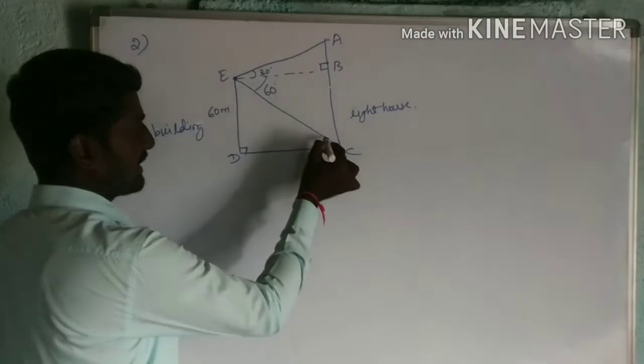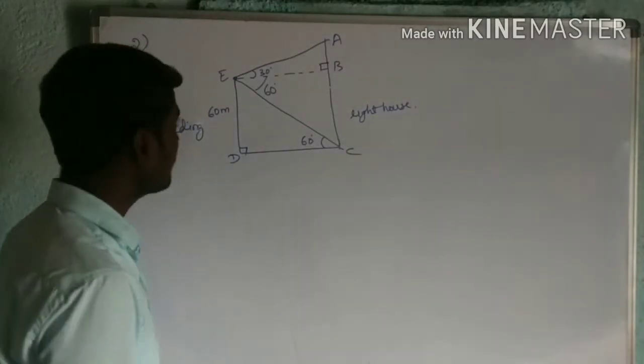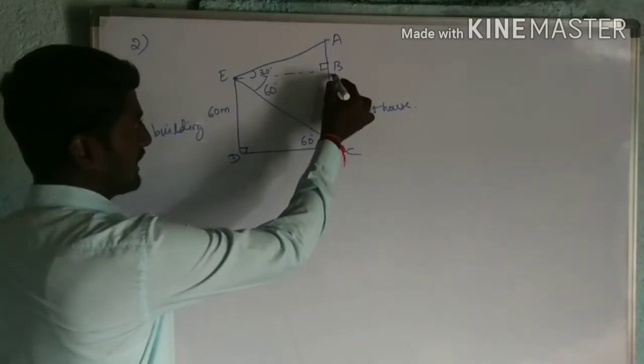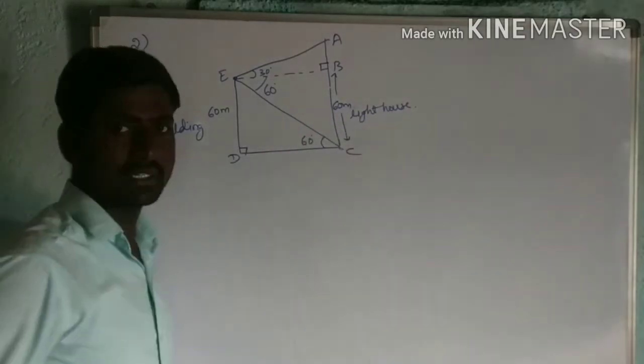Now this is 60 degree. This also will be 60 degree because of alternate angles. And here ED is 60 meter. From the diagram I can write BC is also 60 meter.